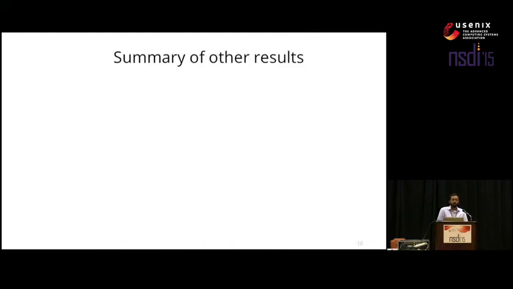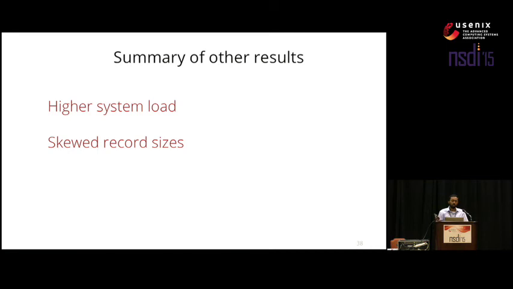There are many more experiments that we've conducted, the results of which are in the paper. I do not have time to go through all of them, so I'll summarize some of the remaining experiments from the EC2 runs. So we conducted experiments using higher system load, so we had more workload generators. We also ran experiments with skewed record sizes, where the record sizes are Zipfian skewed, favoring smaller records. We also conducted experiments on instances backed by SSDs instead of spinning disks.